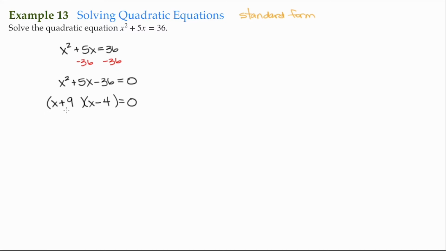So as long as either one of these binomials equals 0, when we multiply them together, the whole thing will be 0. So we're going to determine what would make x plus 9 equal to 0. So we'll go ahead and write it like that. X plus 9 equals 0. This is known as the zero product rule. And then we just solve for this. So therefore, x is equal to negative 9.